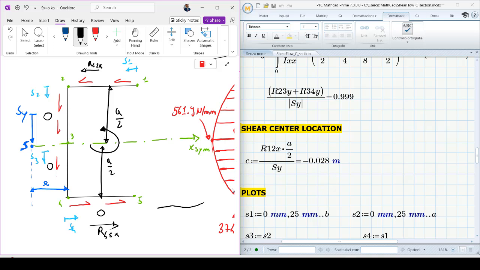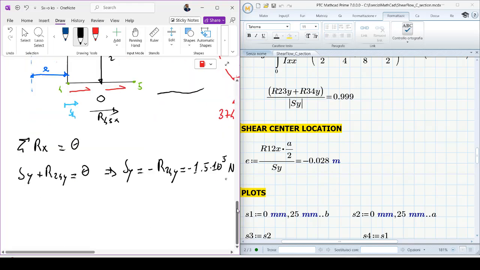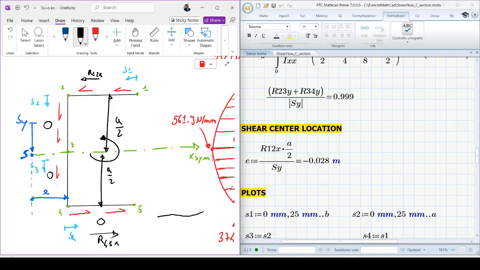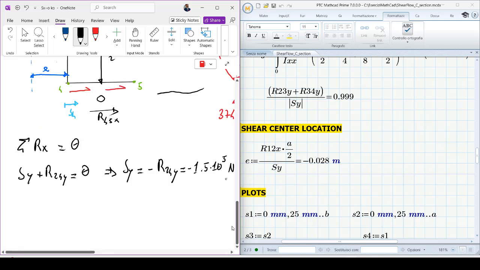pick one of these resultants with respect to the symmetrical axis. Remember, with respect to the symmetrical axis, because the shear center is here. So we obtain that R12x generates a torque, in this case with respect to the z-axis, that is positive. Remember the convention that we used in the last videos. So positive and anticlockwise, so R12x times A over 2.